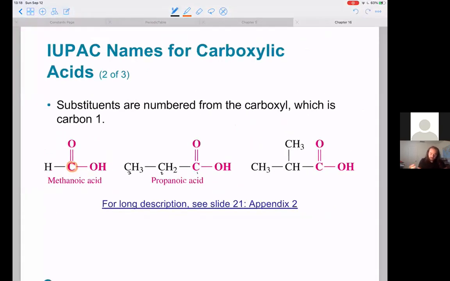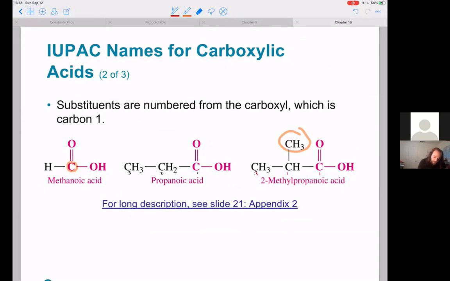If we had another substituent coming off of there, then we're going to have to include that in our name as well. We're going to start numbering from that carbonyl carbon. That carboxylic acid carbon is always going to be carbon 1 when we go about numbering our parent chain. So this would be 1, 2, 3. So now we have a methyl group located on carbon 2. So this would be 2-methylpropanoic acid.